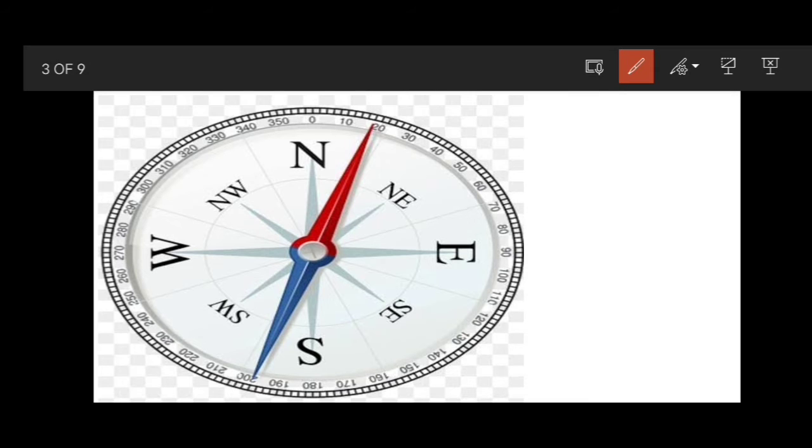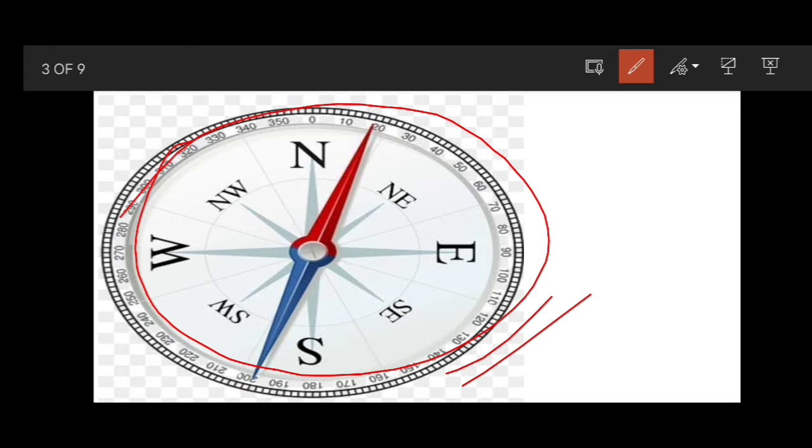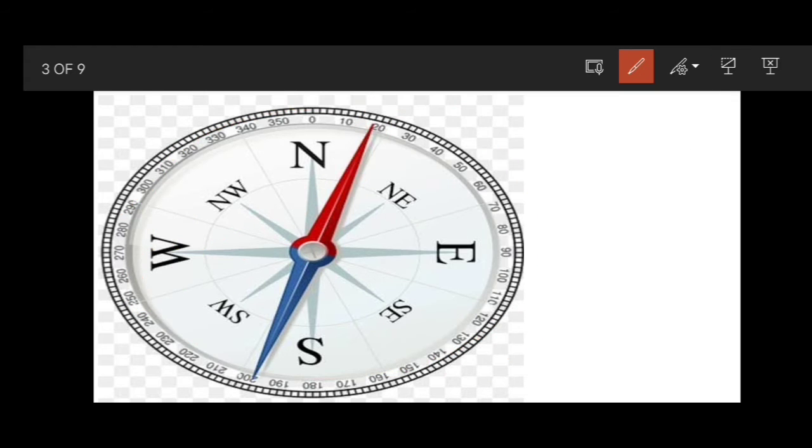This is an instrument which is called a compass. With the help of this compass we can find out the direction of a place. The needle of this compass always points to the north. With the help of this needle we can find out a direction. For example, if we are facing the western direction, then this needle will point to this direction. In this way we can find out the direction of a place by using a compass.